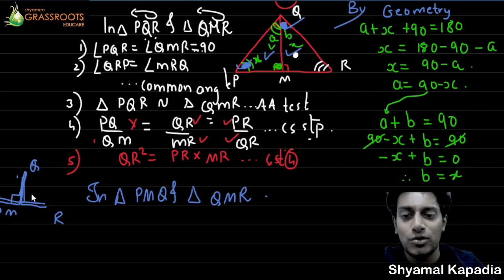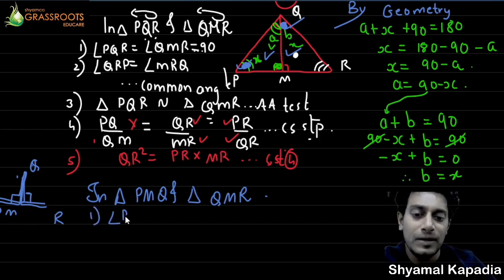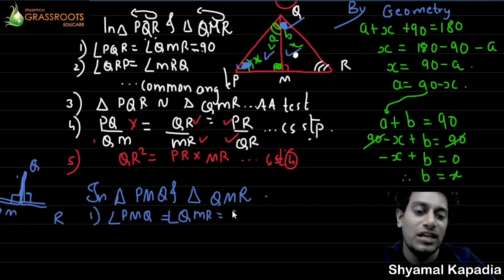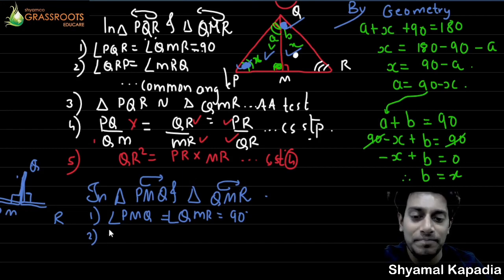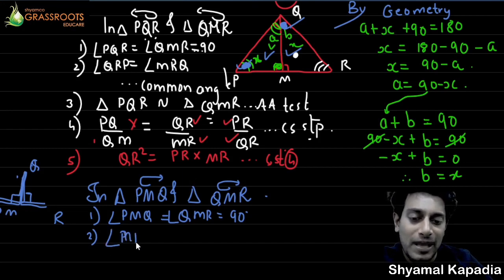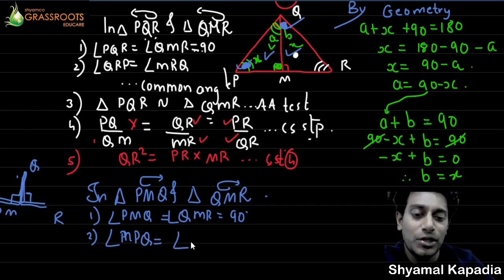Can I say one thing, they both are 90, right? So first step, angle PMQ is equals to angle QMR because they both are 90 degrees. That's the first thing. And the second thing is, I just proved that P is X and there Q is X. So MPQ comes here, MQR. You can check, Q comes in the middle. So angle MPQ is equal to angle MQR. They both are X, and the reason is by geometry.